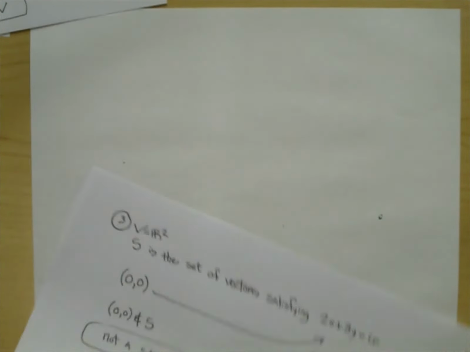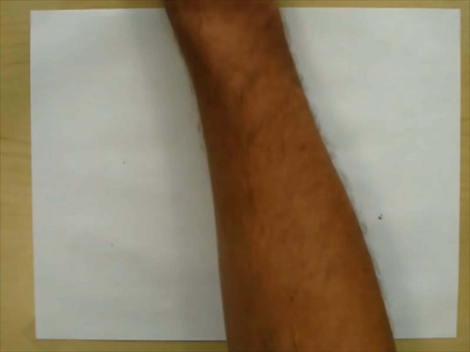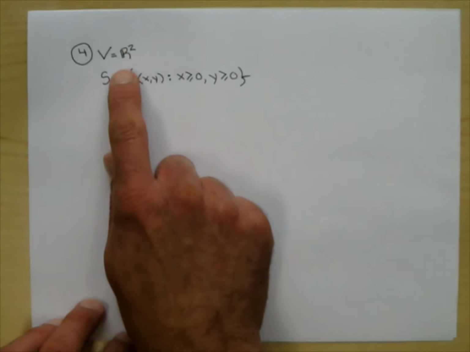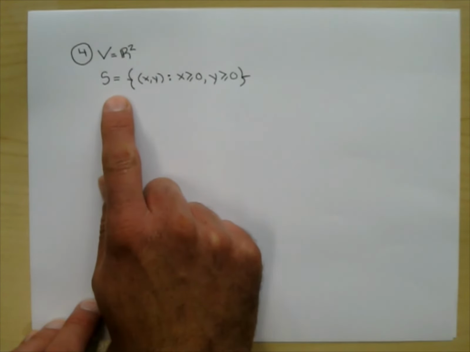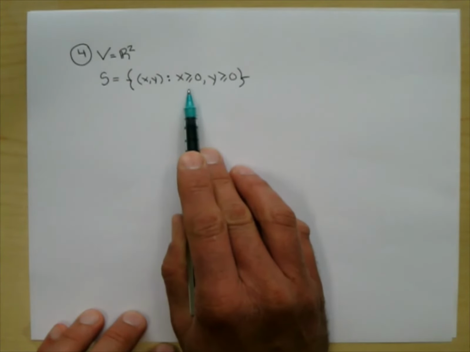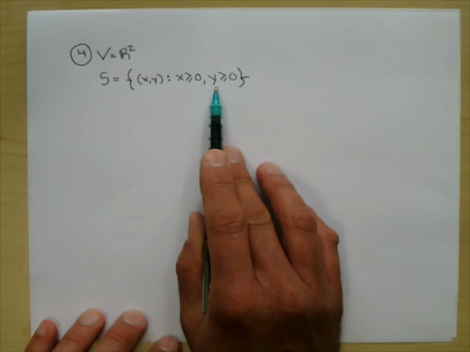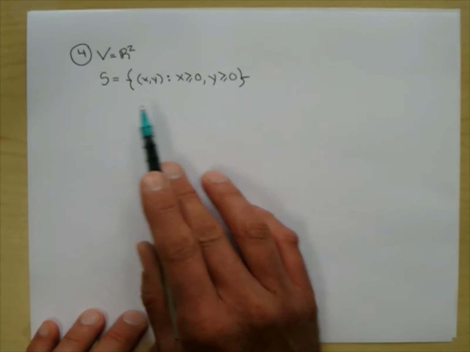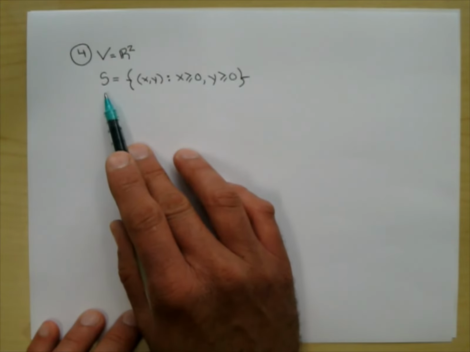Let's do another one. Problem number 4. Your vector space is R2. We'll change that for the next problem. And the set is xy such that x is greater than or equal to 0, y is greater than or equal to 0. So pause the video and see if you can figure out if S is a subspace of R2.